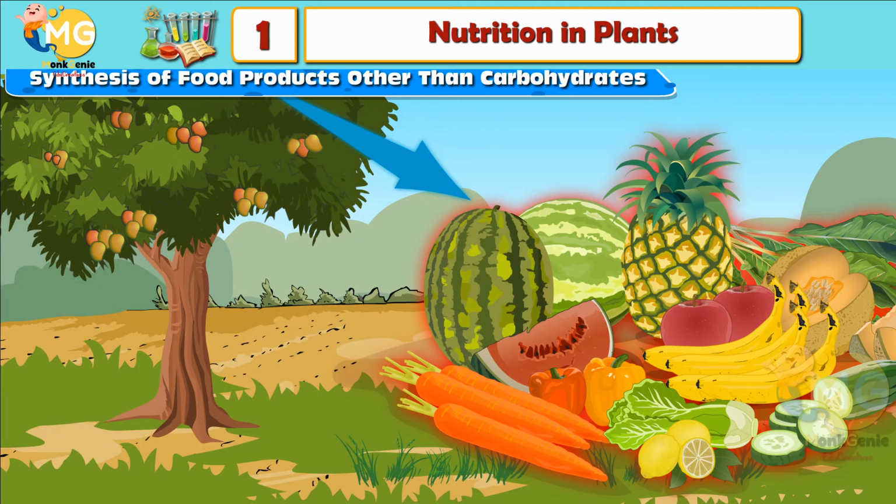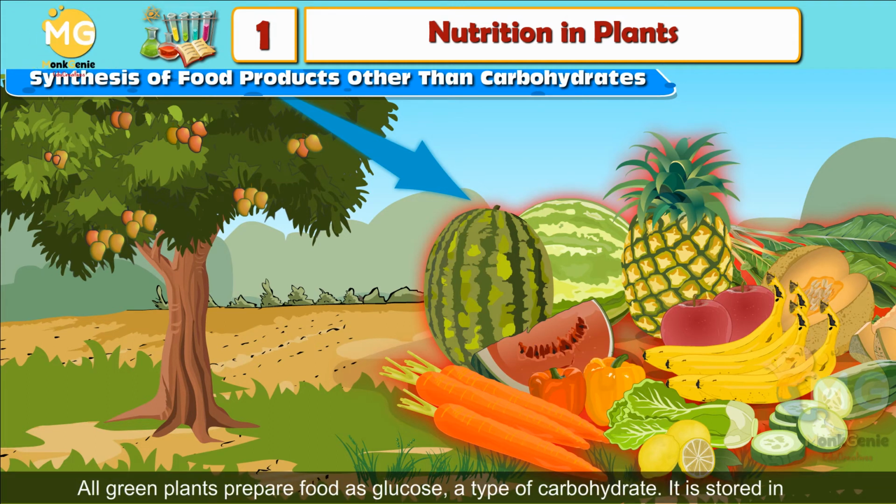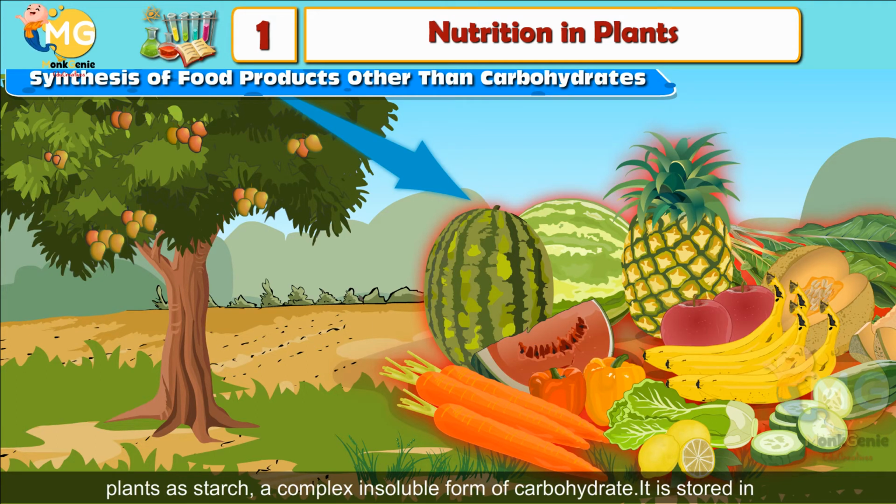Synthesis of food products other than carbohydrates. All green plants prepare food as glucose, a type of carbohydrate. It is stored in plants as starch, a complex insoluble form of carbohydrate. It is stored in various parts of plant like root, stem, leaf, fruit and seed.